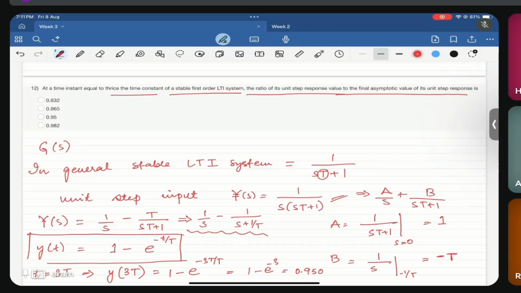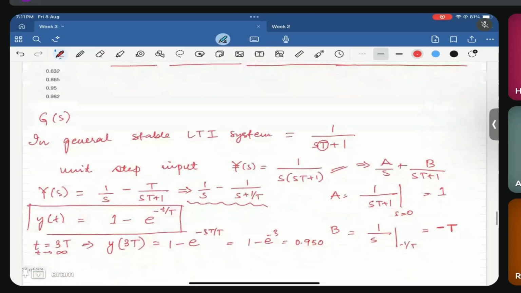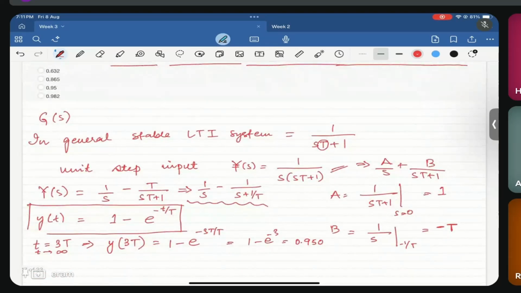Okay. And what is the final asymptotic value? Means at t tends to infinity, let's write it again. At t tends to infinity, what is y? This term will go to 0, right? At t goes to infinity, so we'll be left with 1.